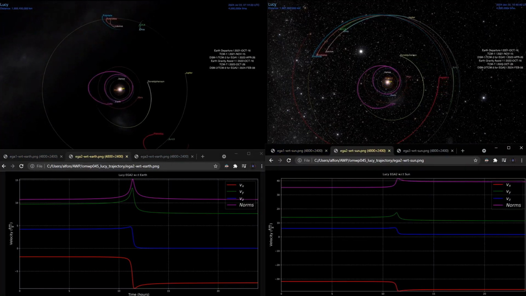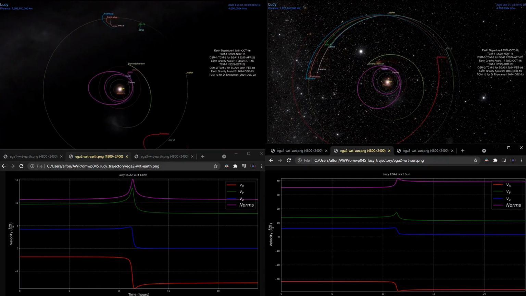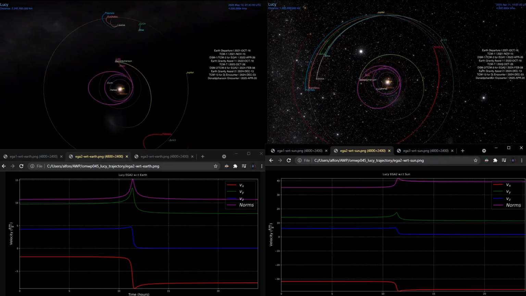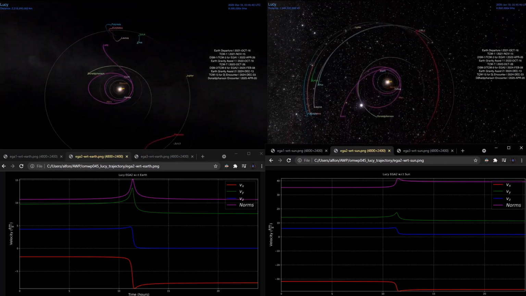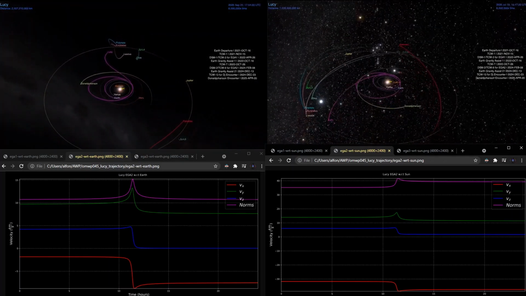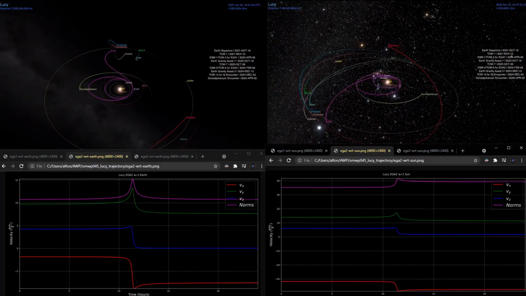Here are the velocity vector plots for the second flyby, where again, with respect to Earth, the velocity vector is rotated, but with respect to the Sun, Lucy gains another roughly 4 kilometers per second, which is enough to reach the Sun-Jupiter Lagrange point 4, or L4, and do a close approach of Donaldjohanson along the way.